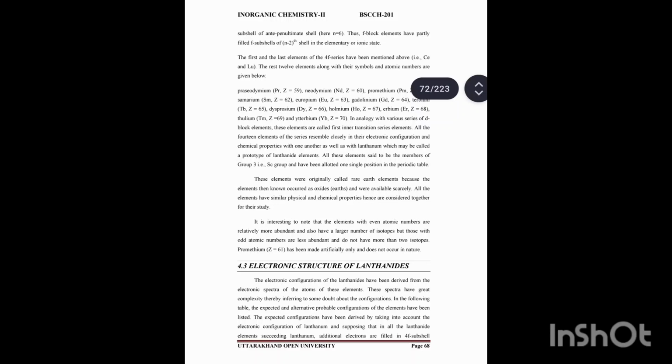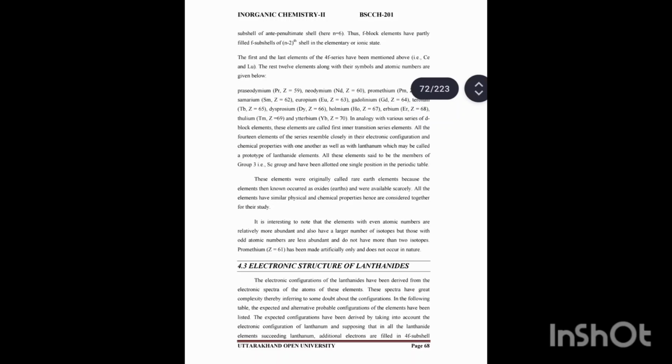All these elements are said to be members of group 3 (Sc group) and have been allotted one single position in the periodic table. These elements were originally called rare earth elements because the elements then known occurred as oxides, earths, and were available scarcely. All the elements have similar physical and chemical properties, hence are considered together for the study.